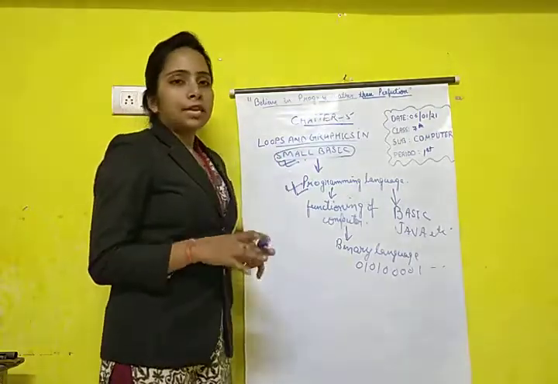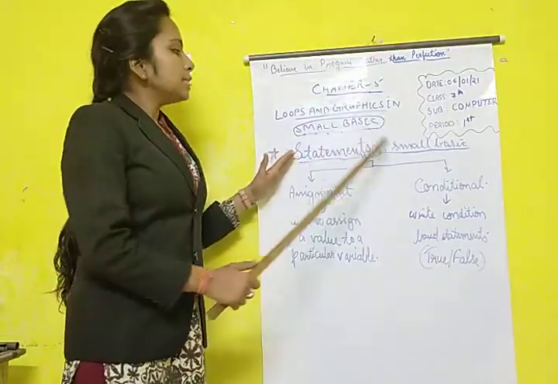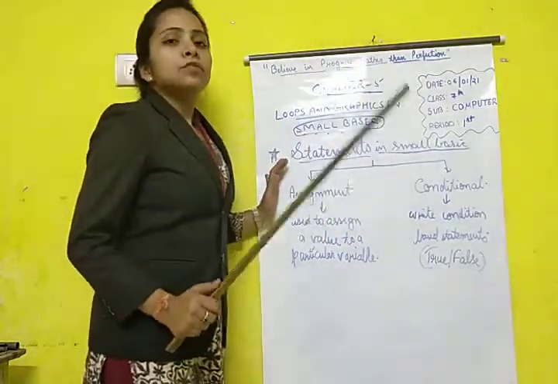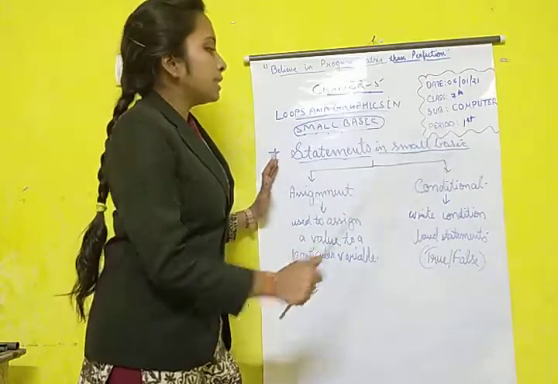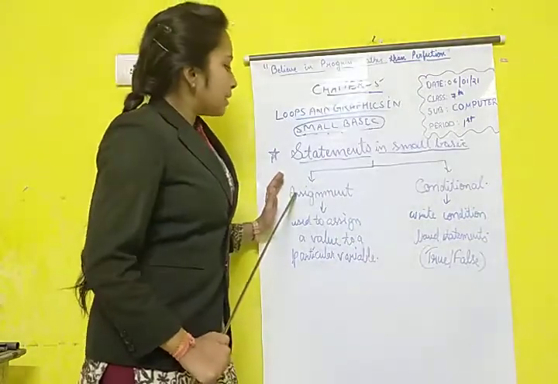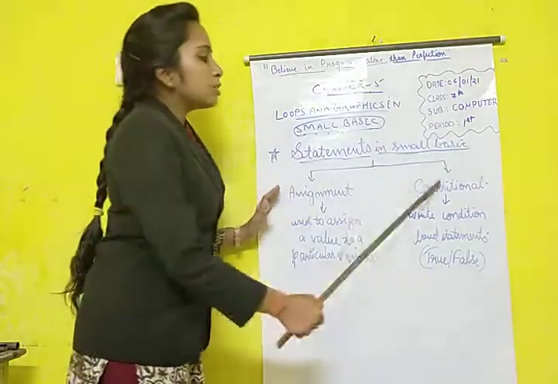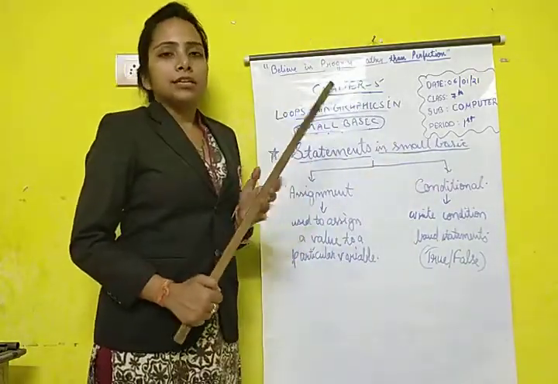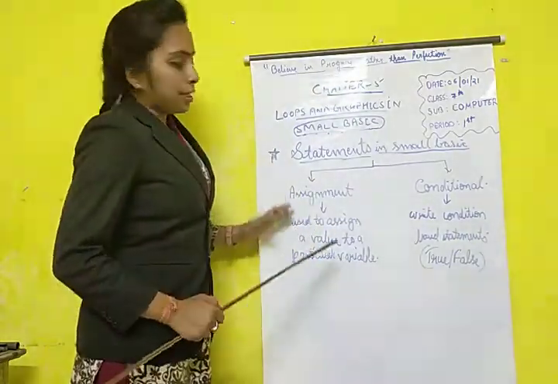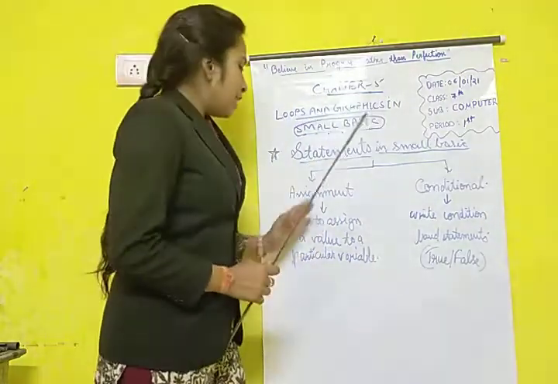Now we will go through the statements which will help us to make our programs. Now, statements in Small Basic. We have two kinds of statements in Small Basic. One is the assignment statement and other is the conditional statement. See students, these two statements differ from each other in many respects. They have different features. For example, assignment statement. It is used to assign a value to a particular variable.